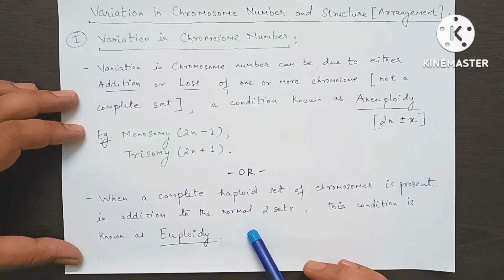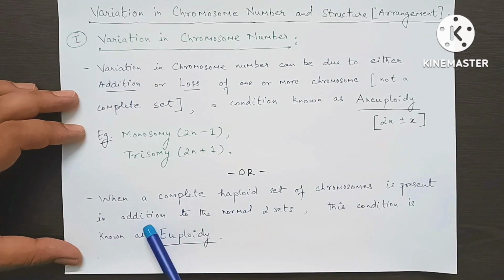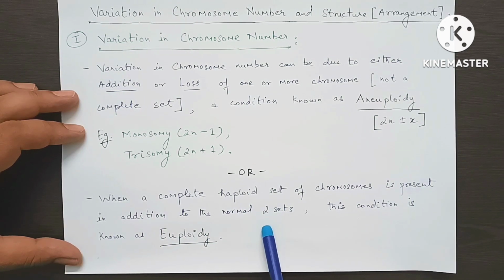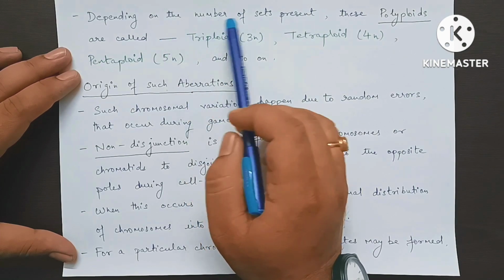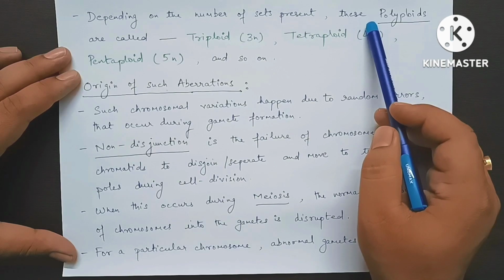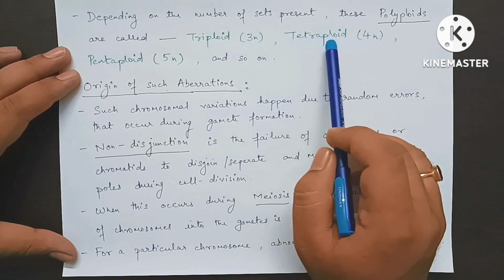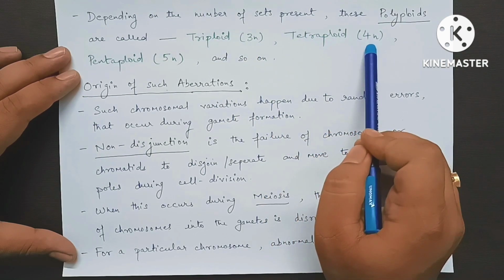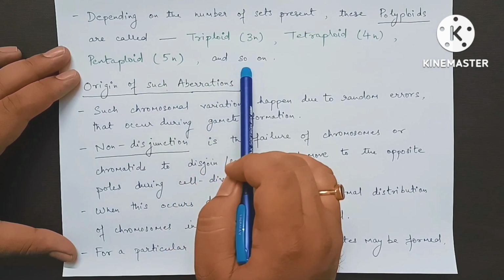Variation in chromosome number can also occur when a complete haploid set of chromosomes is present in addition to the normal two sets. This condition is known as euploidy. Depending on the number of sets present, these polyploids can be triploid, that is 3n, tetraploid 4n, pentaploid 5n, and so on.